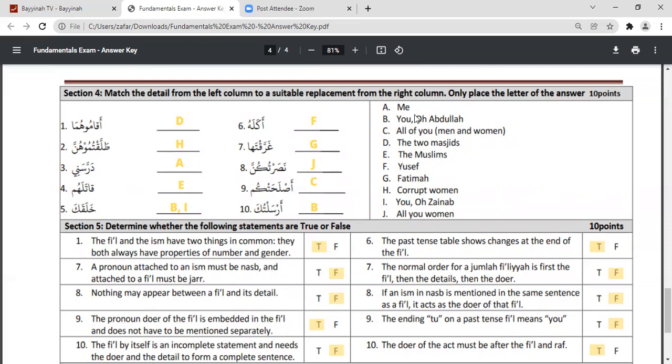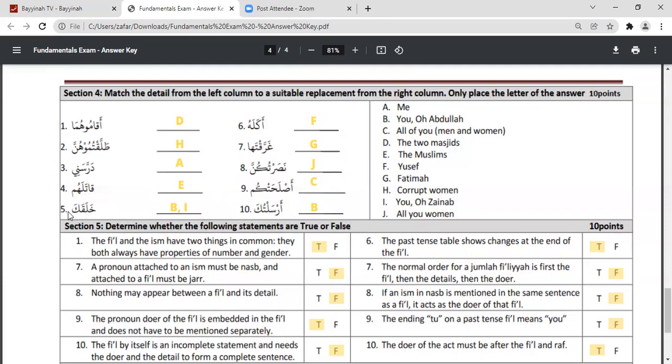So this over here, if you see, you cannot come, all of you, again, it cannot come because this is the second person. Corrupt women, this one is already done. So the only thing left is in the third person, masculine, it can include everyone, that is men and women, and the third person plural is only the Muslims. So E goes for number 4, khalaqaka.